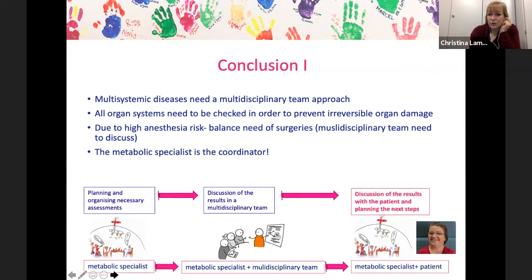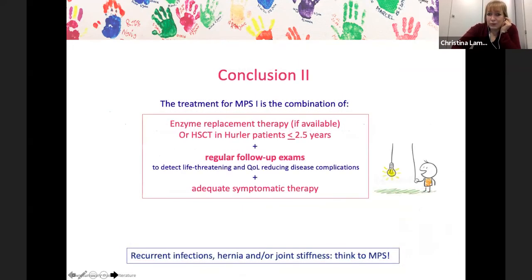And actually then you discuss the results with the patient and plan the next steps, because not all interventions are good for these patients. So for this reason, you have to always balance the anesthesia risk. MPS patients have a high anesthesia risk with the benefit of a surgery like a hip replacement, for example.